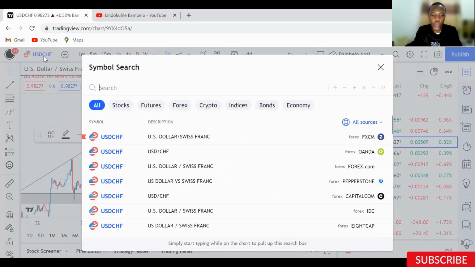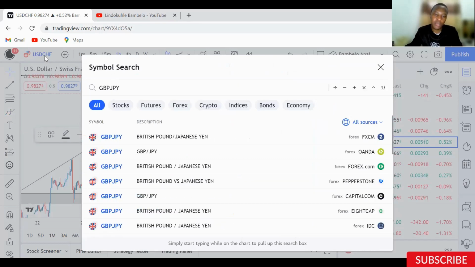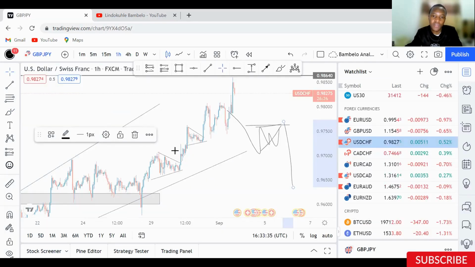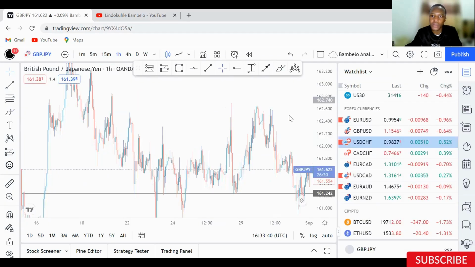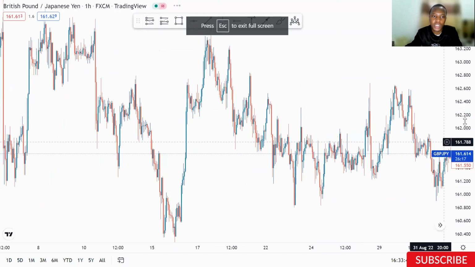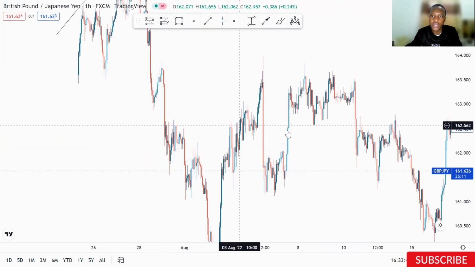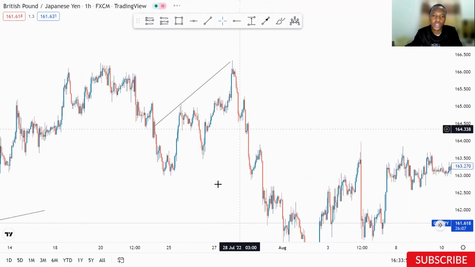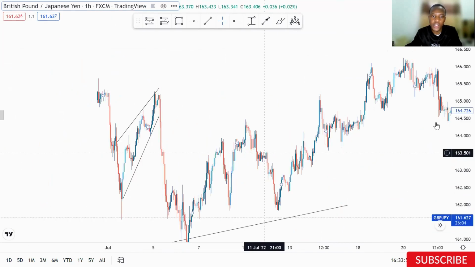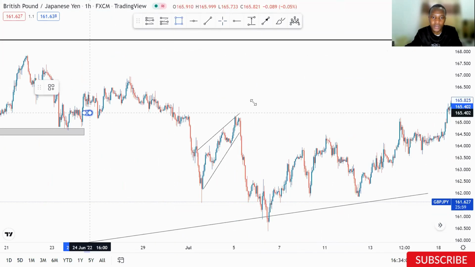To actually show you now what a rising wedge is, I found one on GBP JPY in the 1 hour time frame. I did find a rising wedge on GBP JPY. Let's see. Yeah, so if you look, okay, nice. So a rising wedge, this is beautiful, will be something that looks like this.